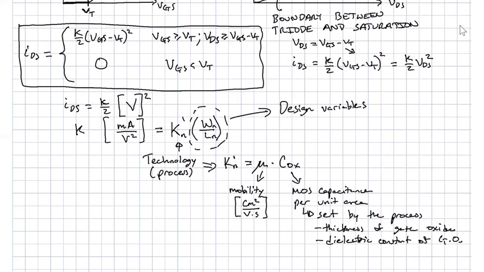If you get a Kn prime value, then I'm probably going to be asking you more about what ratio of W over L you might need to solve a given problem. So try not to get confused with that, but it is useful to separate that K constant into these two parts, one of which is really set by the technology, the other one is in your control as a designer. And Kn prime will be given. I won't have you calculate that. This will be a given parameter.